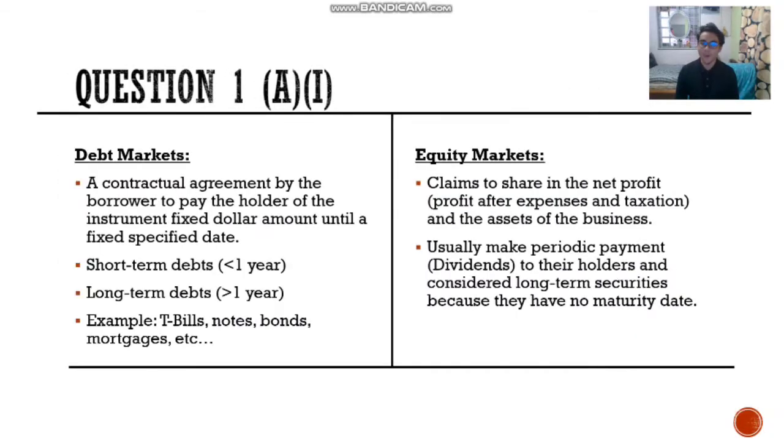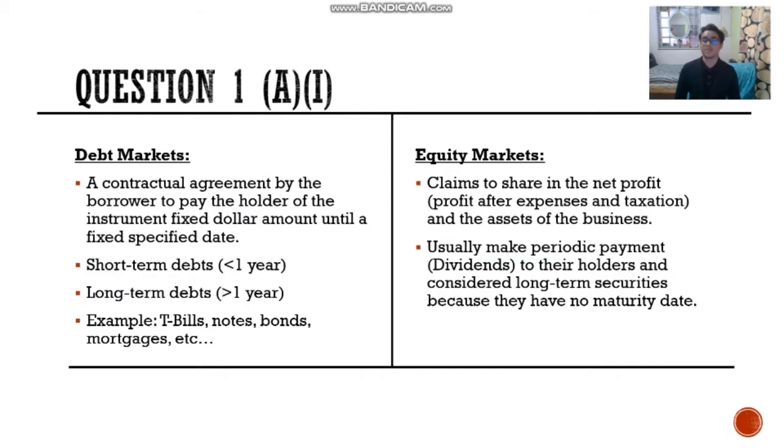Roman number one. What is debt markets actually? Debt markets usually issue instruments like bonds, mortgages, something like that. Debt markets is a contractual agreement by the borrower to pay the holder of the instrument a fixed dollar amount, which they have agreed on, until its maturity date or the fixed specified date. There are two types of debts that you can see here: short-term debts and long-term debts. Short-term debts are debts that will mature in less than a year only, so it's not that long. In comparison, long-term debts will mature in more than a year, up to 10 years, based on the agreement made by the debt holder.